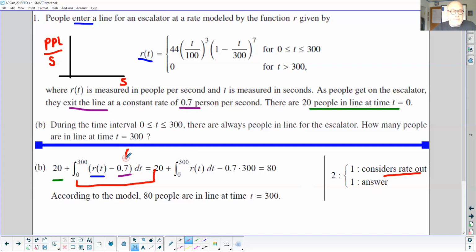So that's this 0.7. You really have to keep track of that. Now this 0.7, when you integrate it, it's going to be 0.7t. So 0.7t, if you plug in 300, it's going to be 0.7 times 300 minus 0.7 times 0. A lot of students will just do this without using an integral, which is perfectly fine. Either this expression or this expression here is going to give you that consider the rate out, because here's the rate out here, and here's the rate out here.